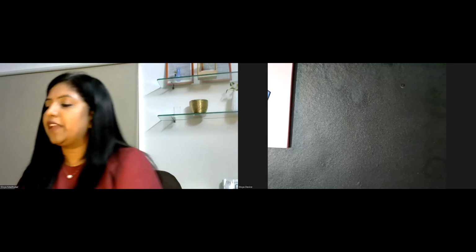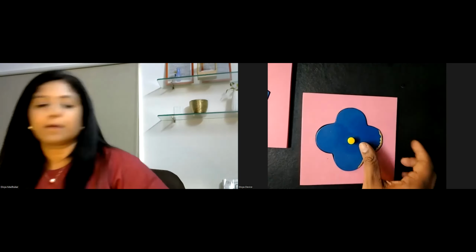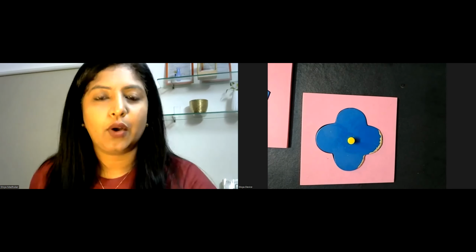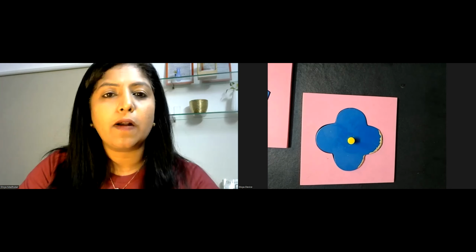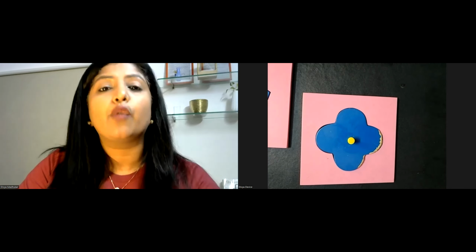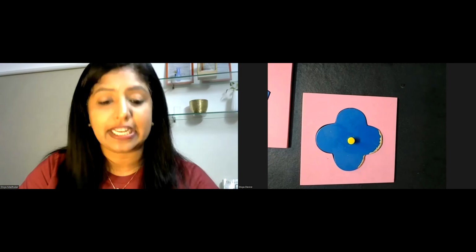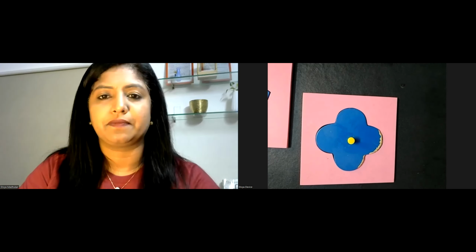Next one we have is a quatrefoil. Okay, so let me give you all the materials, whatever we have. We have a square, we have a triangle, we have a circle, we have a rectangle, all of that.